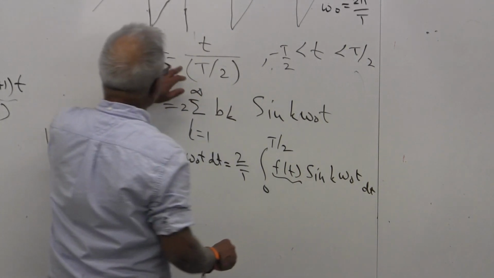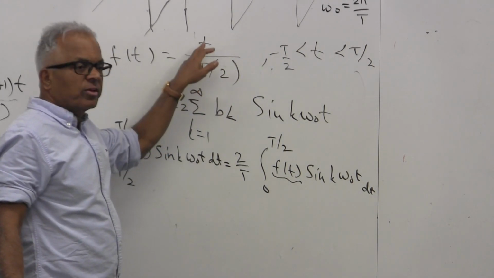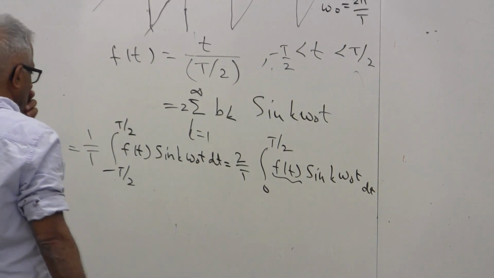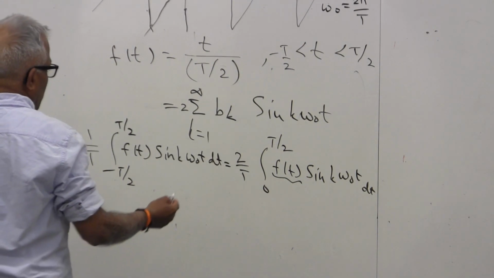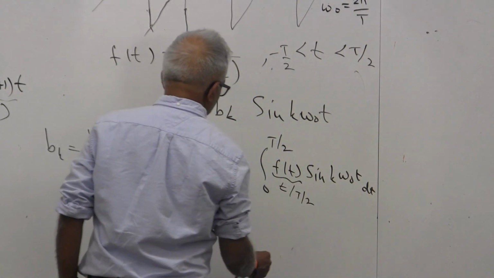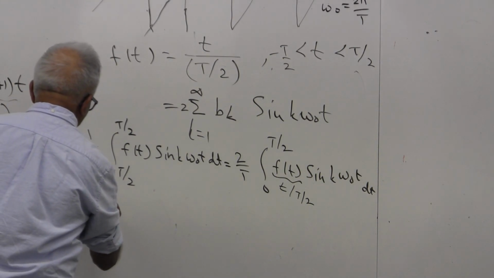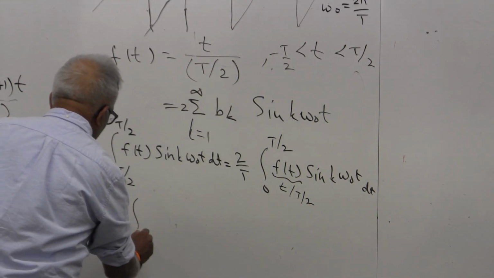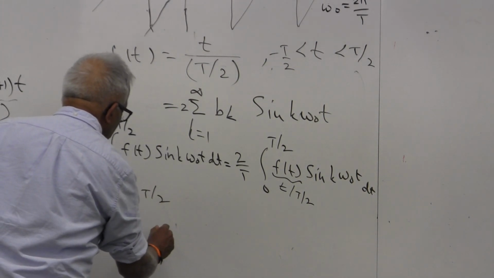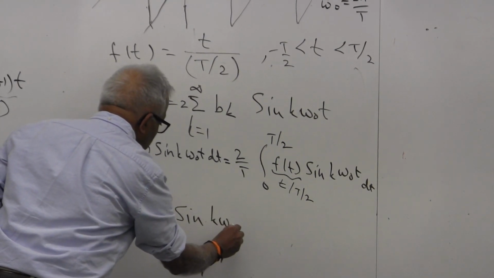And for f(t), if a picture is given like this, your first job is to figure out the expression also, right? So I'm going to replace this by t over t by 2. So that becomes what? 4 over T squared, integral 0 to T by 2 of t sine k omega naught t dt.